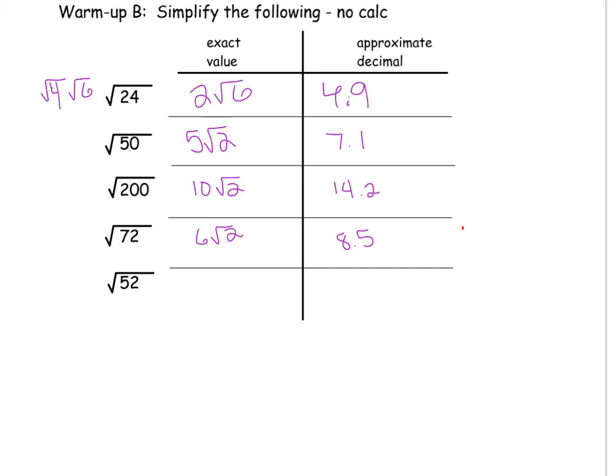And then 52. Hold on, let me just check my answer. Yep, so 2 root 13. And then square root of 52: 52 is a little bit bigger than 49, so 7.2.